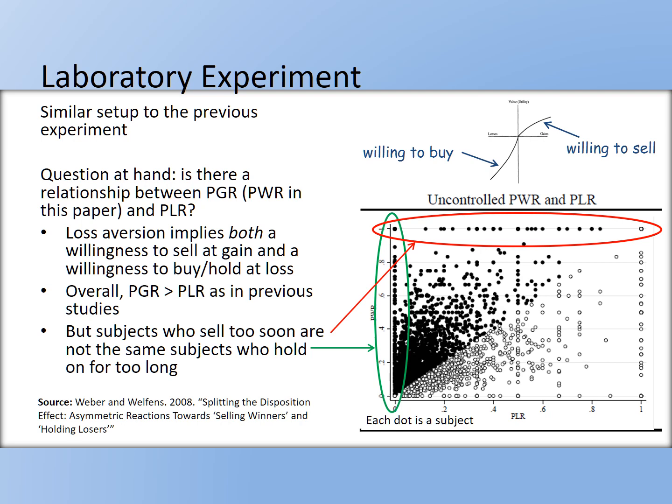According to prospect theory, what you should see is a big cluster of people here. The people who are willing to sell at a gain should be unwilling to sell at a loss. But we don't see a cluster of people there either. Right? So it looks like there's no particular relationship between unwillingness to sell at a loss and willingness to sell at a gain. There seems to be no relationship. Prospect theory says there should be a relationship.